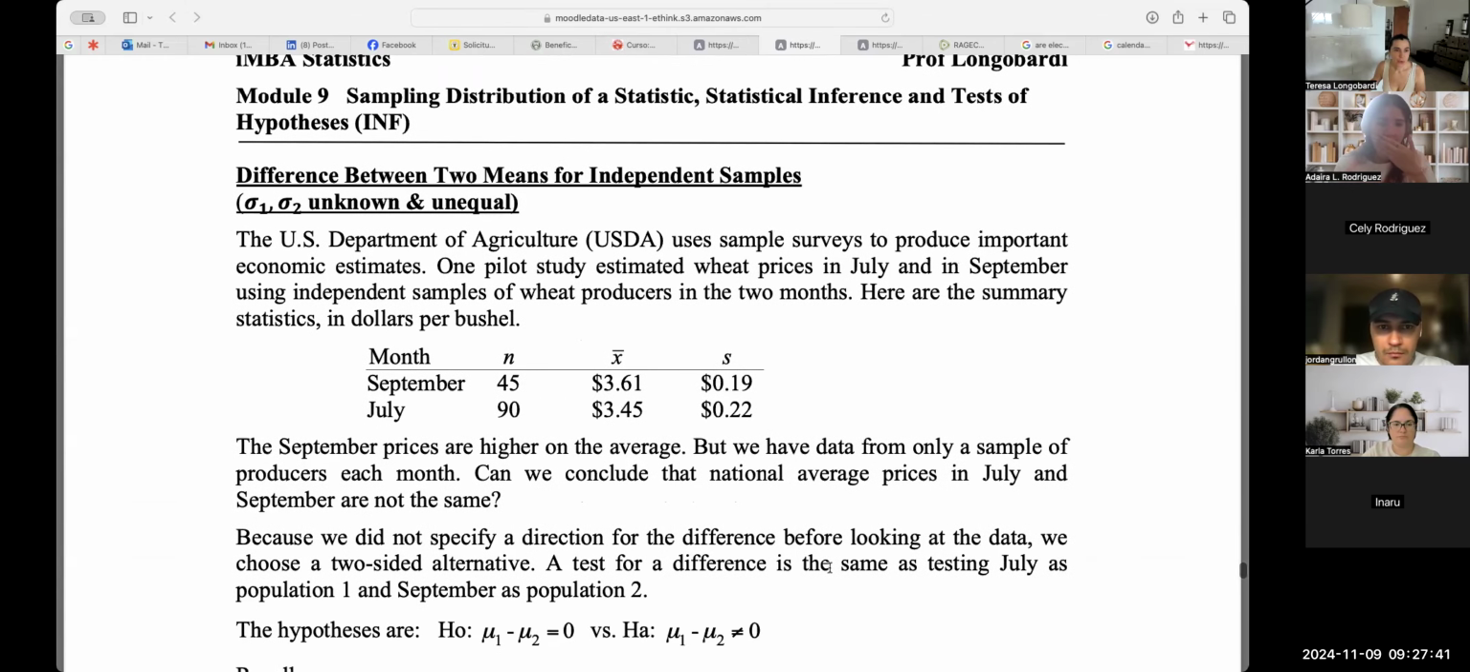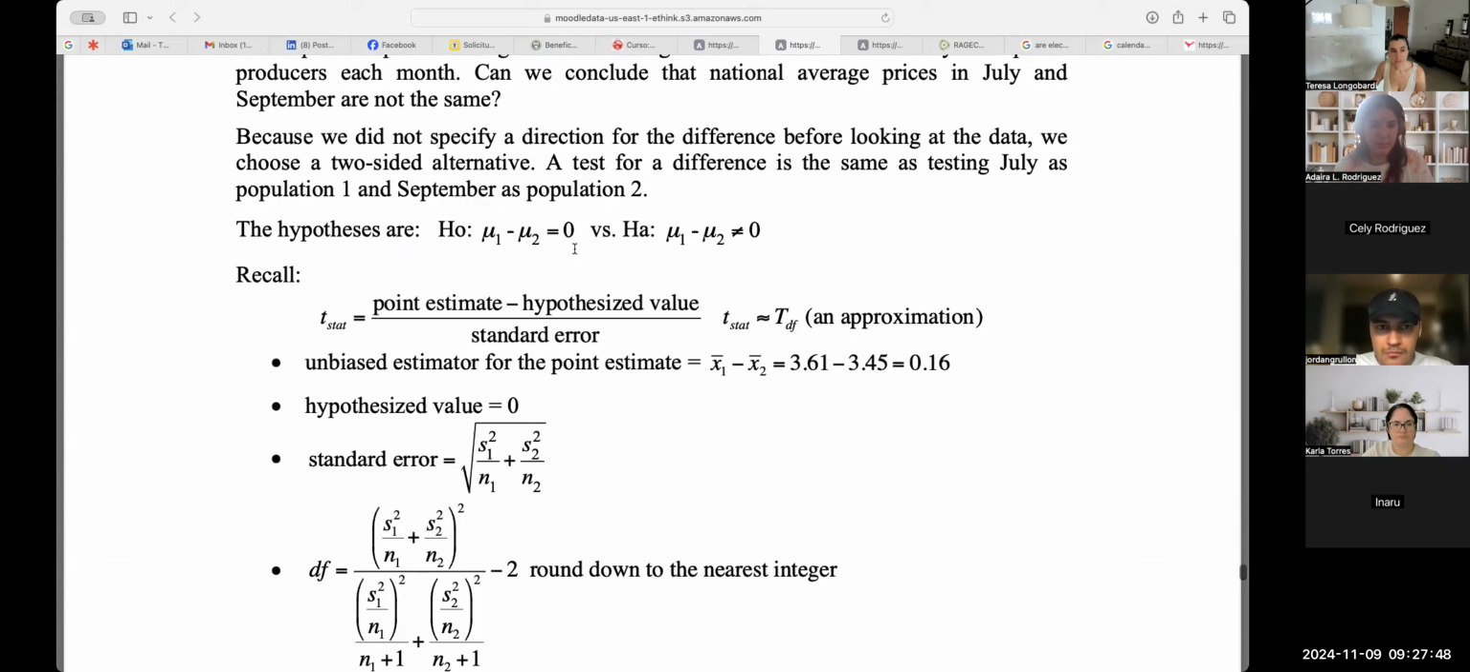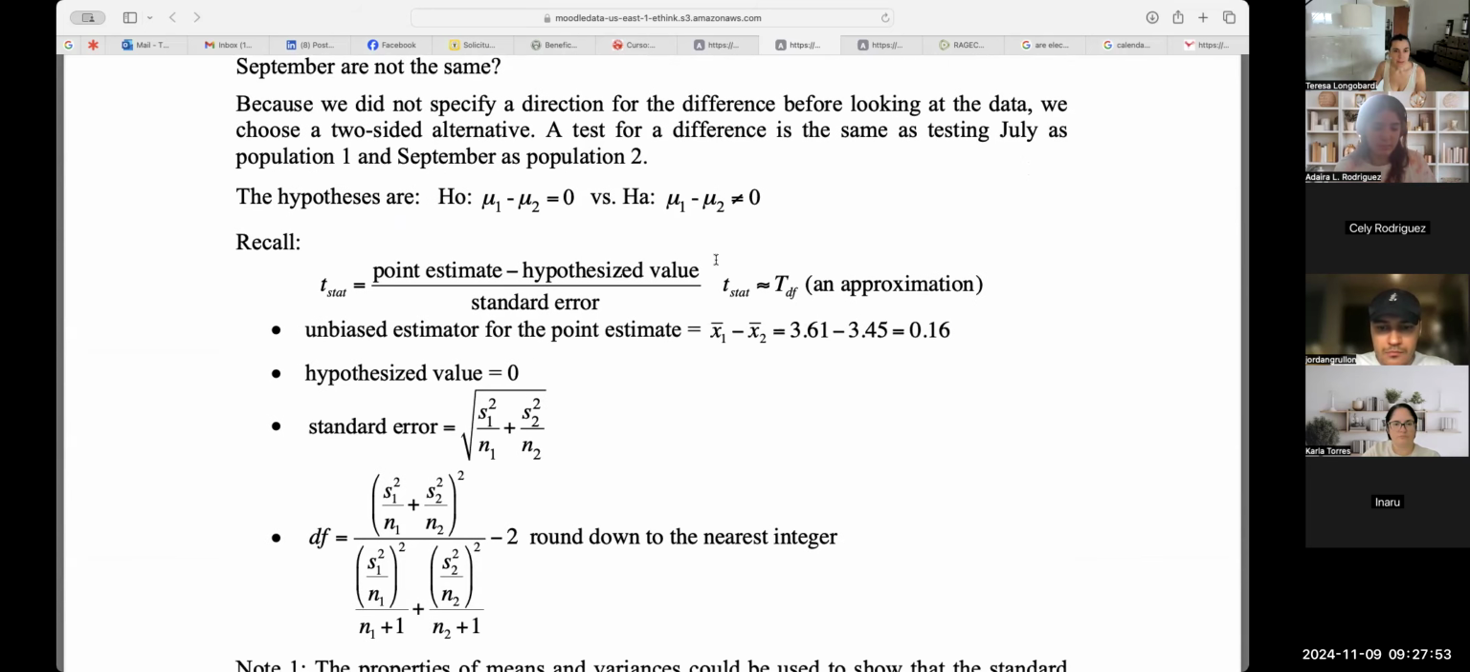Basically, this shouldn't be too foreign for you. This is about two means, same idea. And when we use T, it's because we don't have prior knowledge of that variable, right? So we have to use the T distribution. We don't know about the standard deviation or how spread out the values of the distribution are. So we just go to the T distribution.